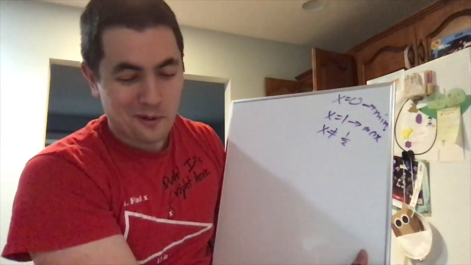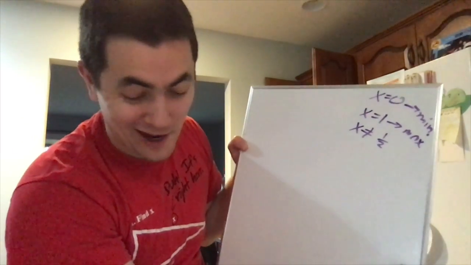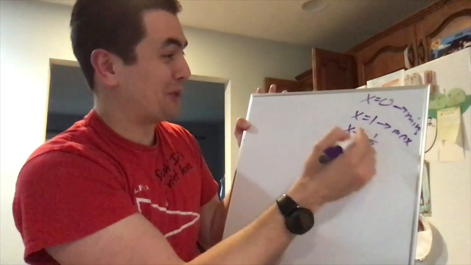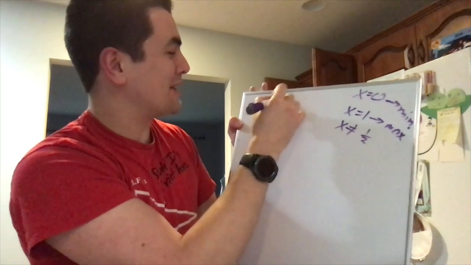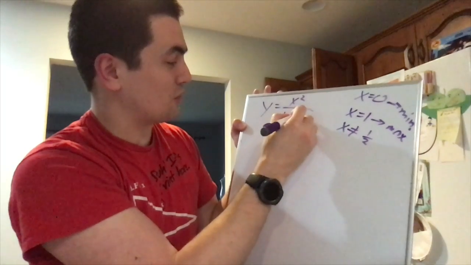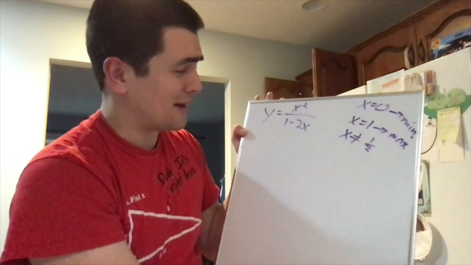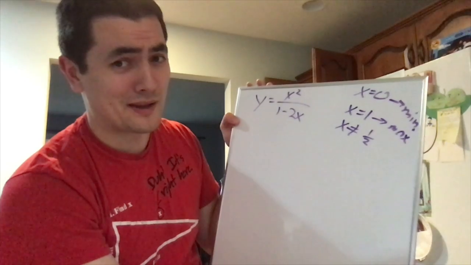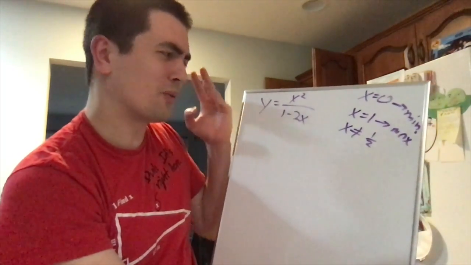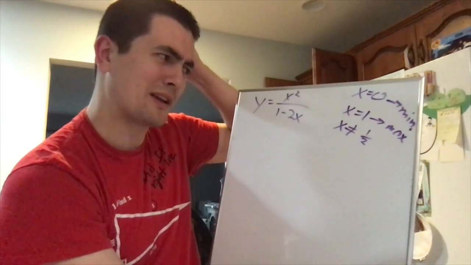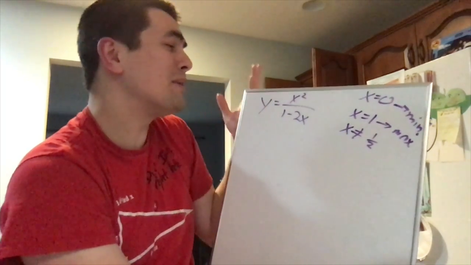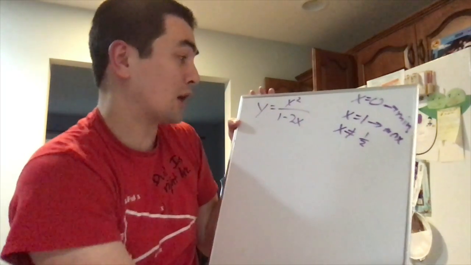Okay, now for the hardest part of this entire question, which says, sketch the graph, knowing all this stuff, with y equal to x squared over 1 minus 2x. Yeah, this one is going to be kind of interesting here. All right, in order to really understand this particular problem, it would be nice to have a basic shape going into this problem.